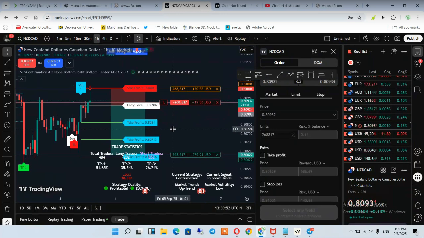Now TP is at 0.8629. Yeah, so let's see how it plays out. These are nice trades I'm calling on live here, and I'll most likely come back and give a review of the trade.